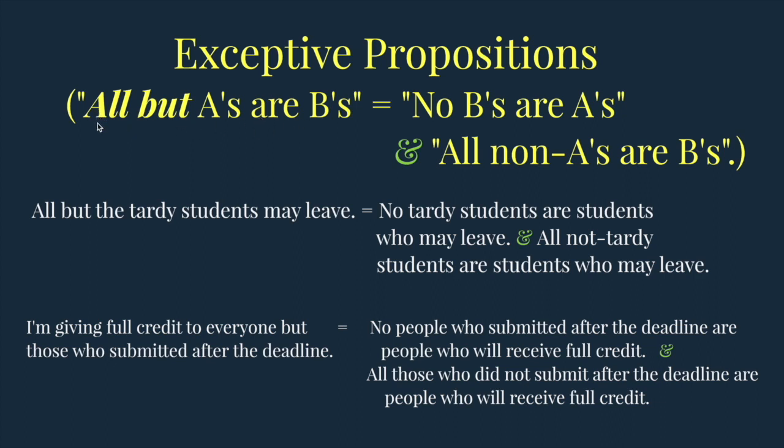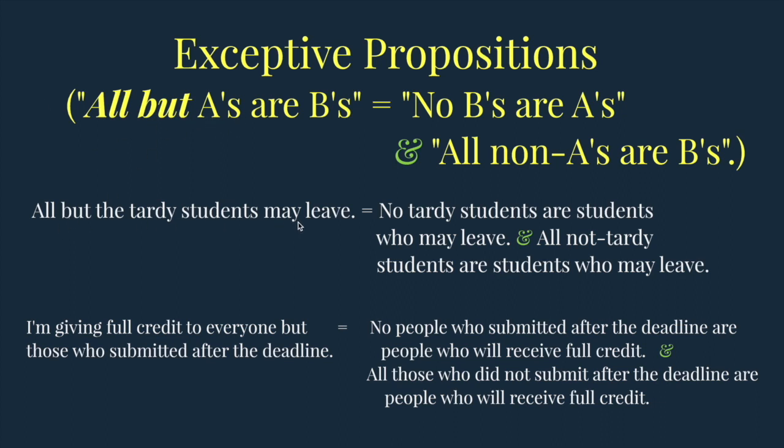The way that we tend to translate an all but statement, like all but A's are B's, is actually in two categorical propositions. One that says no B's are A's and another one that says all non-A's are B's. And this is really complicated. Maybe even goes beyond some of the stuff that we've learned about Venn diagramming so far. But I think it's still within our ability to get a sense of it. If we understand how Venn diagrams work, maybe we can put them to work in helping to disambiguate how to translate a statement like this.